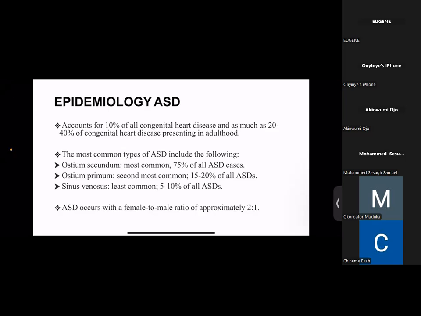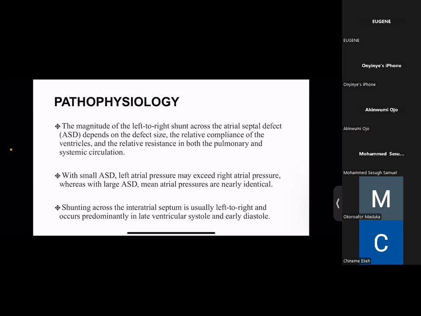For epidemiology of ASD, I've already said this. The most common form of ASD is the ostium secundum, the second is the ostium primum, and the sinus venosus is the least. ASDs are known to occur more in females, with a female to male ratio of approximately 2:1.